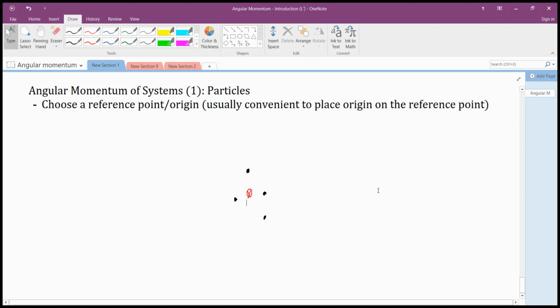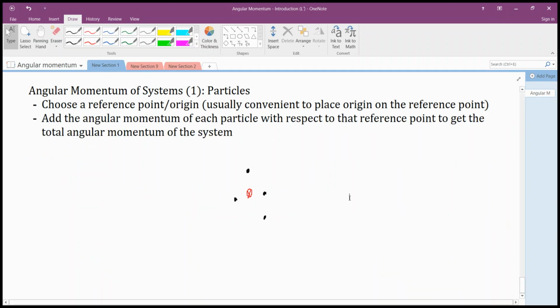I could have chosen any reference point to calculate the angular momentum of the system. I would have gotten a different answer. It would have also been valid, though it would have been different. But this is the reference point about which I wish to calculate the angular momentum in this example.